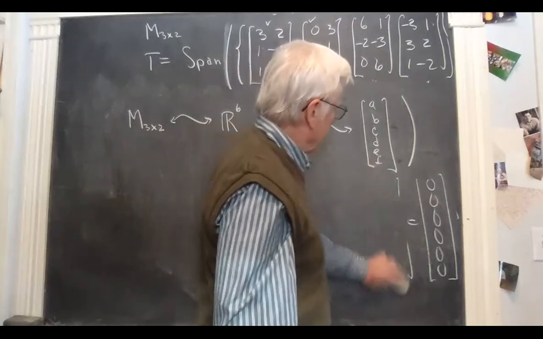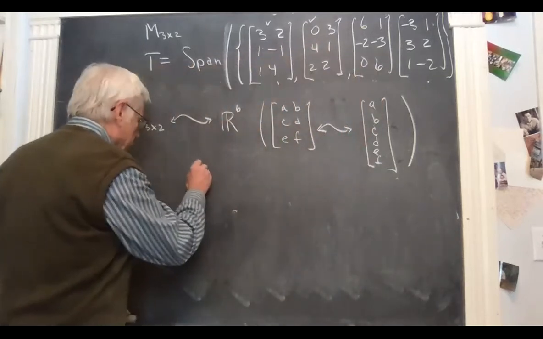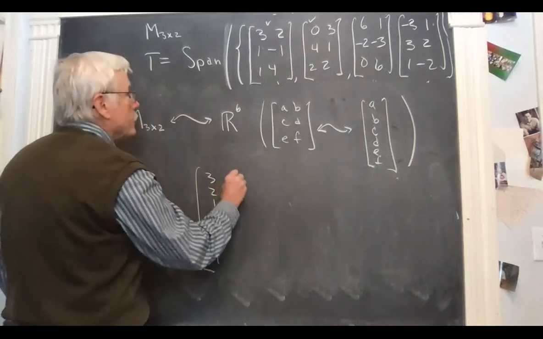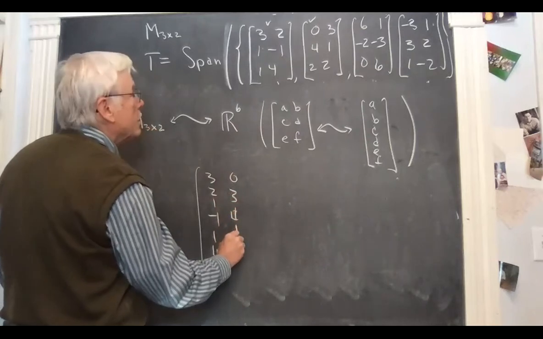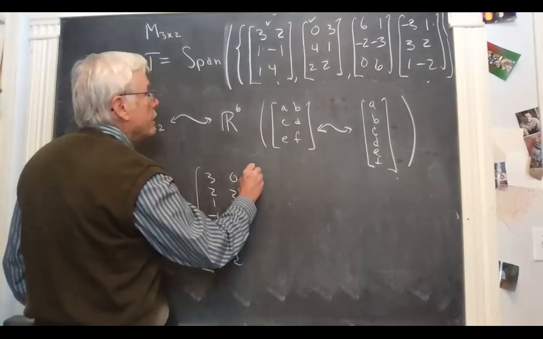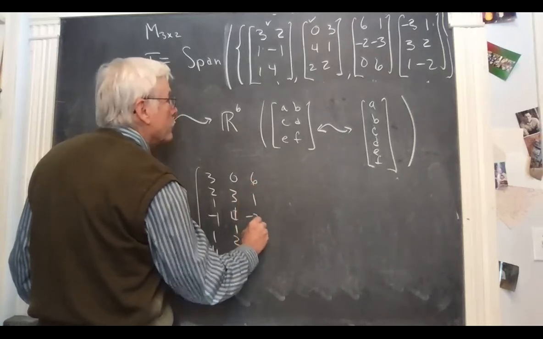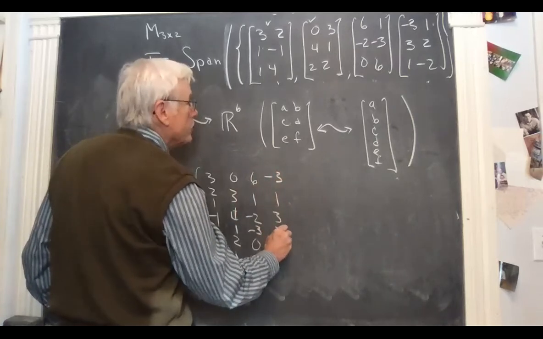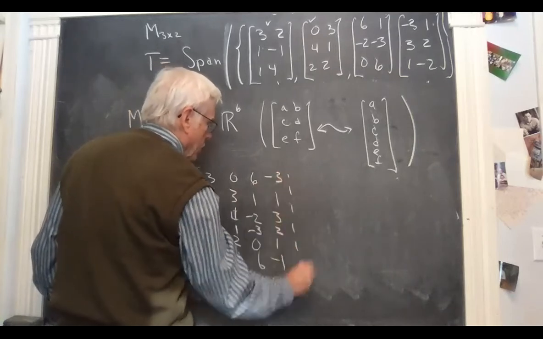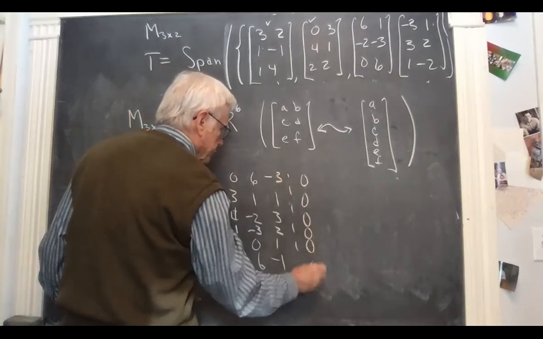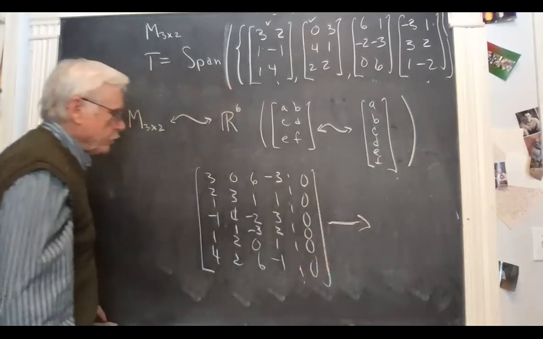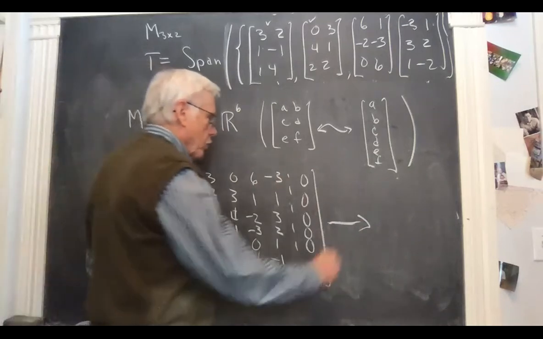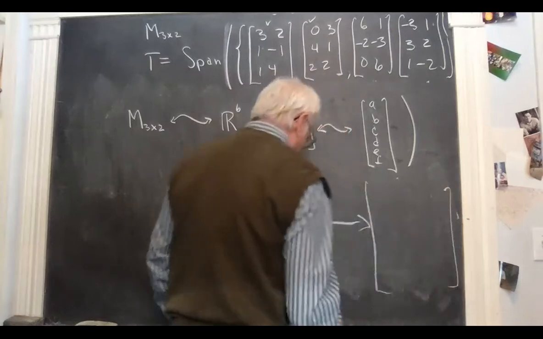I'll erase this and then set up the vector equation. Because the vectors (3, 2, 1, minus 1, 1, 4), (0, 3, 4, 1, 2, 2), (6, 1, minus 2, minus 3, 0, 6), (minus 3, 1, 3, 2, 1, minus 1), augmenting with zeros, reduced row echelon form. And when we reduce this in row echelon form, this is what we get.